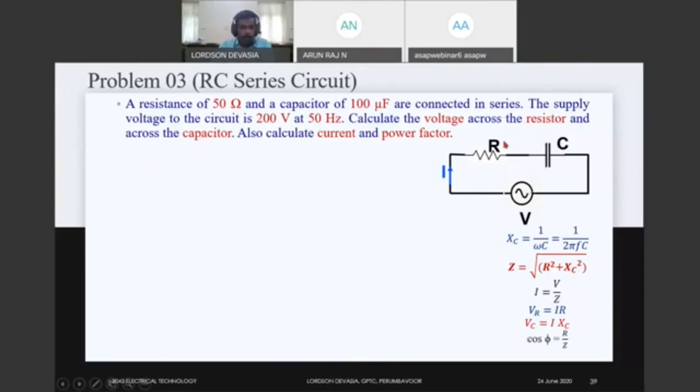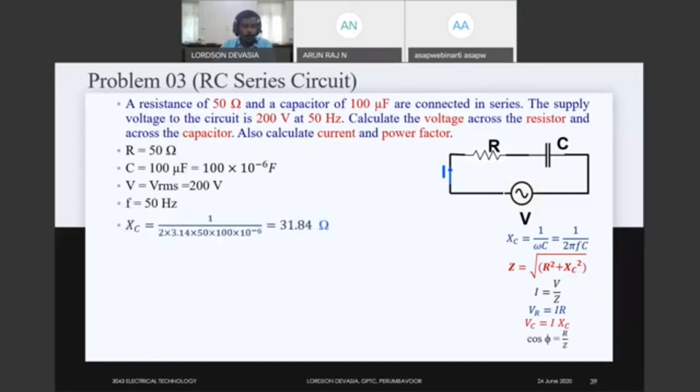So R is equal to 50 ohm, and for the capacitor, remember one thing: the capacitance is given in microfarad, so you have to convert that microfarad into farads. That is 100 into 10 raised to minus 6 farad. If the voltage is not specified in the question, it is always the RMS value. The frequency is 50 hertz, so Xc is equal to 1 by omega C.